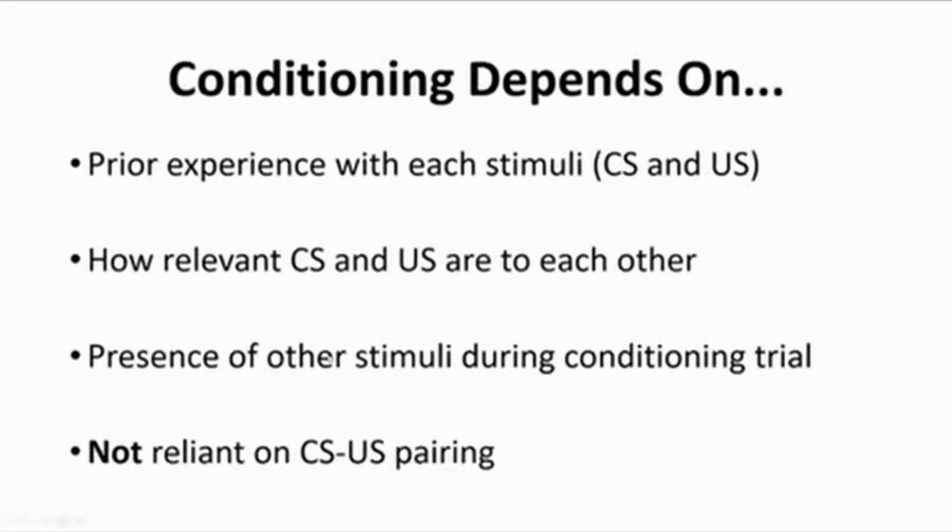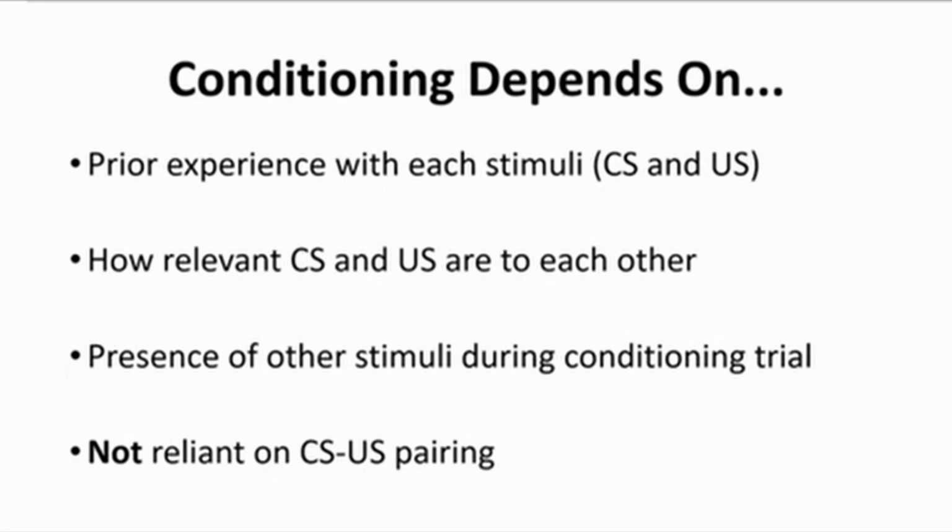Some things that we want to keep in mind when we're looking at conditioning is the idea that conditioning can depend on our prior experience with each of our stimuli, whether we have seen our CS or our US before the conditioning setup. It also matters how relevant the CS and US are to each other. It's a lot easier to use a CS that belongs or fits with a particular US. The presence of other stimuli during a conditioning trial can also affect how that conditioning proceeds.